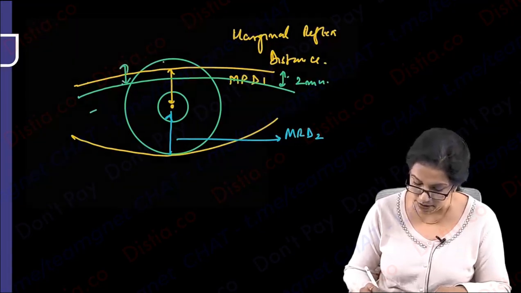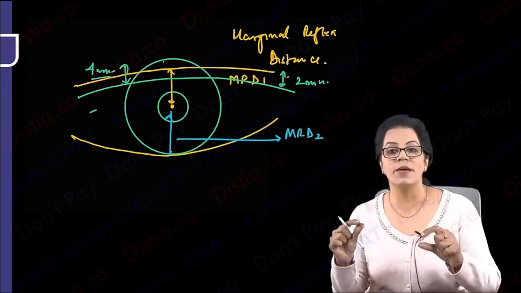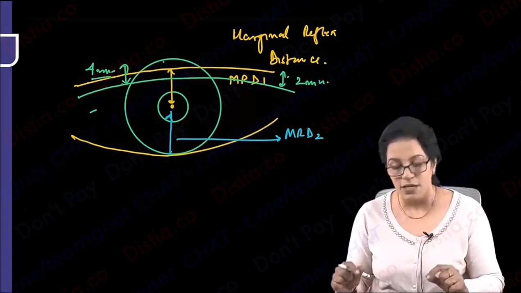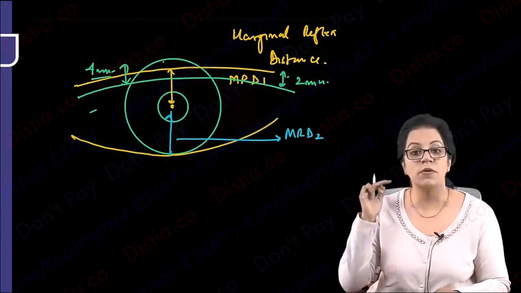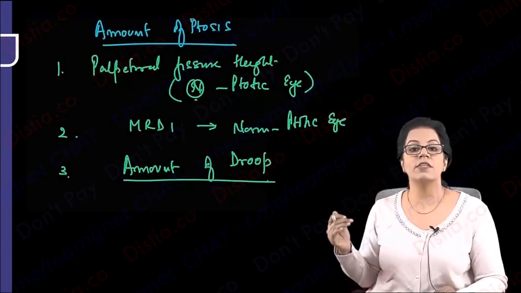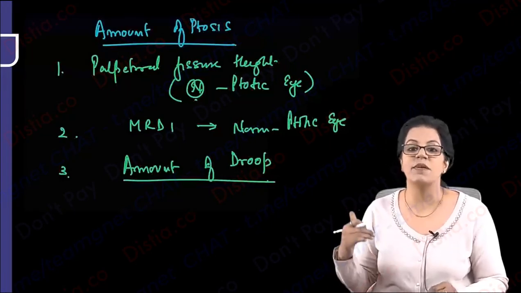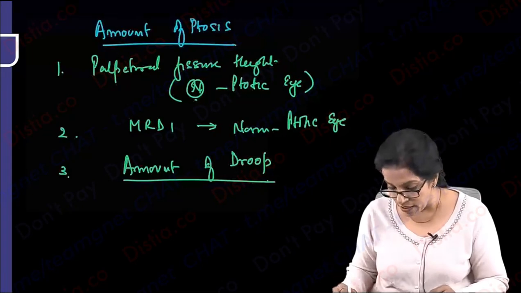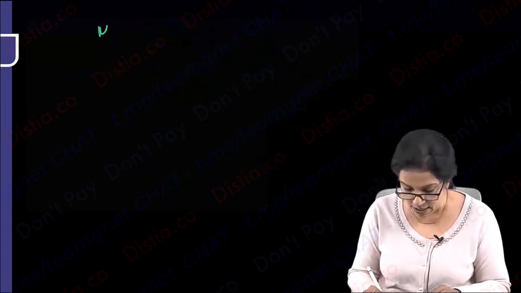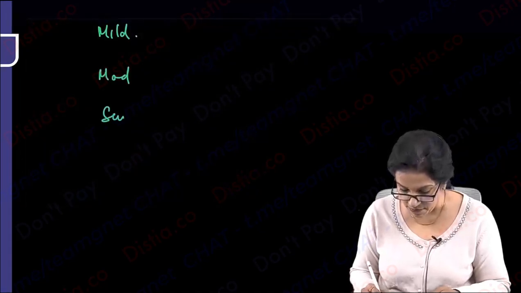It becomes 4, but the droop is only 2 because the initial 2 is normal. This is what I want to convey. So, we are talking about the amount of droop. You understand? Normal, and in addition, how much more downwards it is. This is what we mean by amount of droop. So, depending on the amount of droop, we can grade ptosis as mild, moderate and severe.